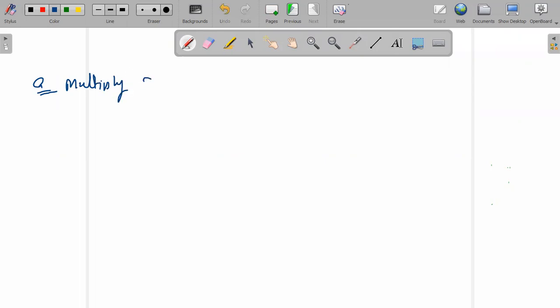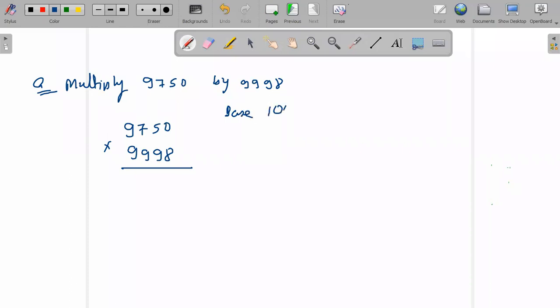Multiply 9750 by 9998. How to do? Yes, 9750 into 9998. Now what will be the base here? Base will be 10,000.